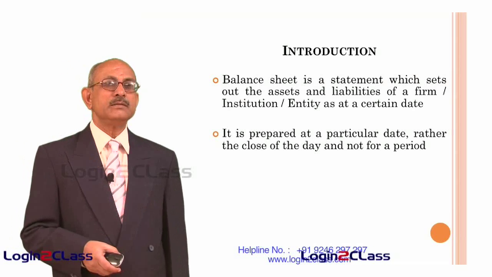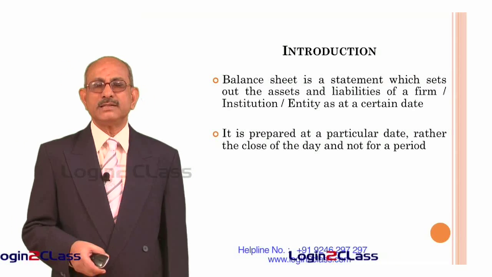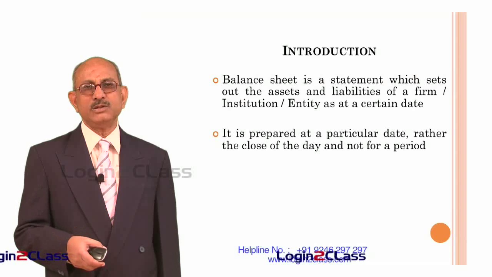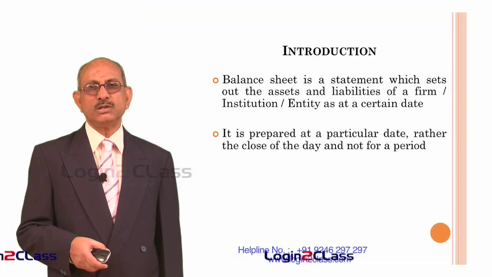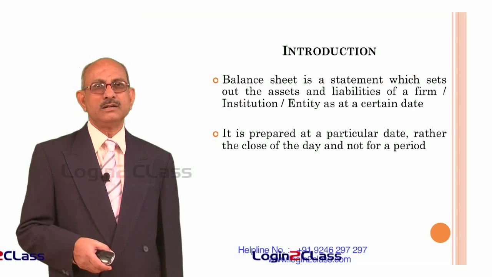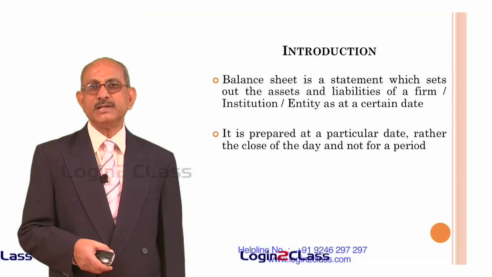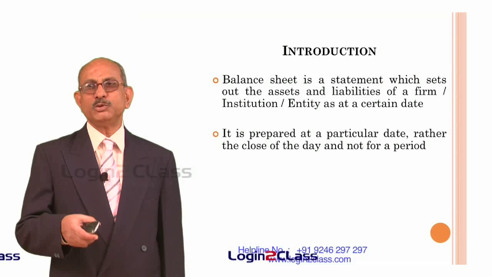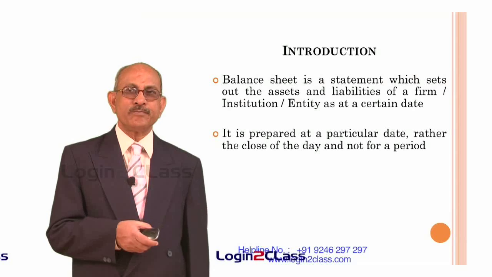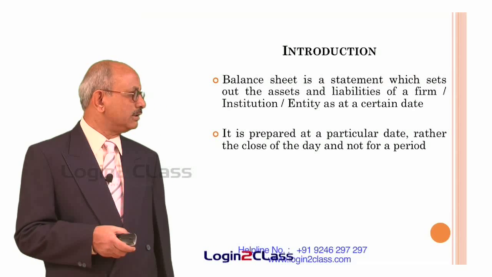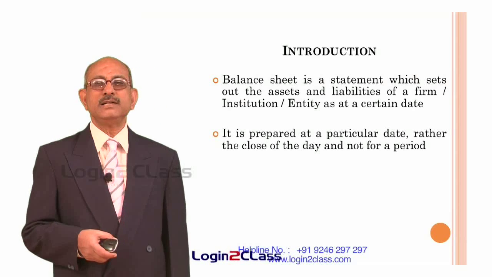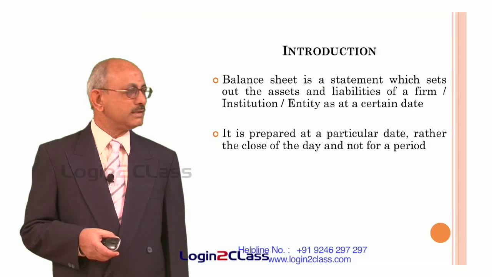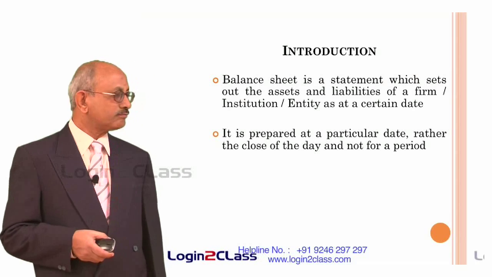Why is this done? Because the position of assets and liabilities keeps changing on a continuous basis. So what is shown on 31st March may not be there on the 1st of April of the following year. So it always gives you a position at a particular point in time. So you have to be very careful. So we always write balance sheet as on 31st March of a particular year.